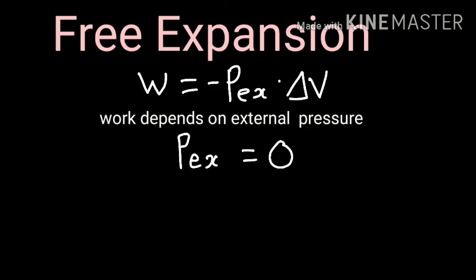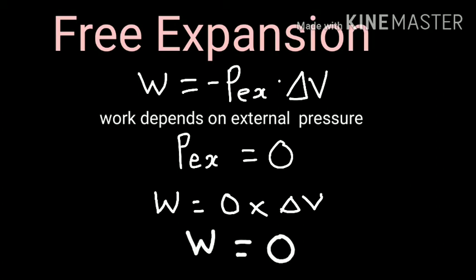So if we substitute that in the equation W is equal to minus PEX product delta V, then we will get W is equal to 0 into delta V. So anything into 0 is going to be 0. So the work done will also be equal to 0. Hence you can say no work is done when the gas expands freely into vacuum.